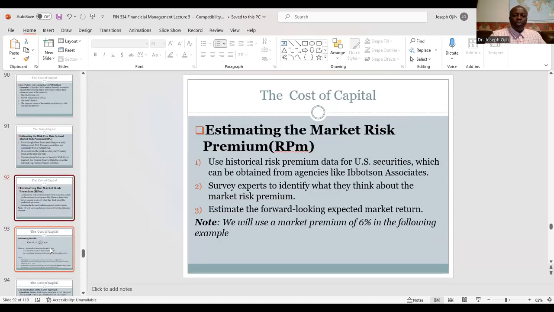Now for the other input, the market risk premium, you can use the historical return on US securities, which we can get from the websites of agencies like Ibbotson Associates. Or you can survey experts to identify what they think the market risk premium will be. But usually in the question, they'll have all this information available for you.